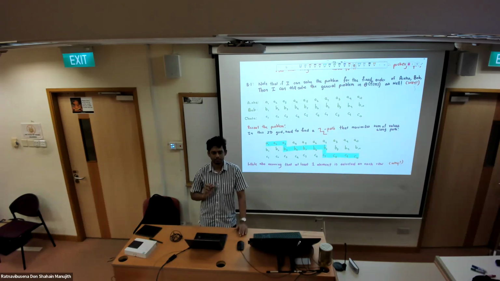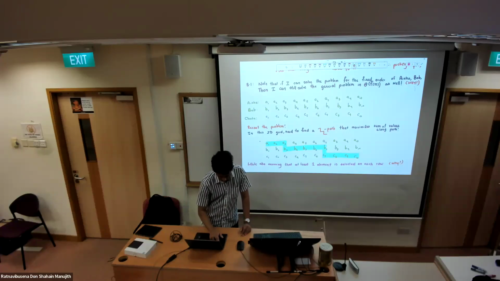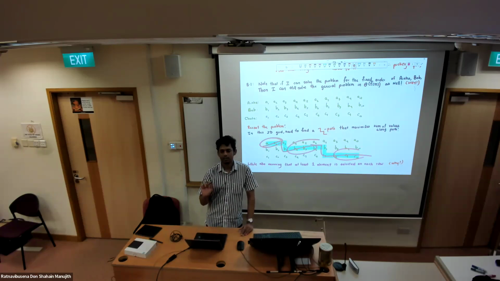Why is that? Yeah, that's right. Because we want to also ensure that each child receives at least one house, right? So we need to ensure that Alice gets one house, Bob gets one house, and Charlie gets one house. So when you consider this staircase path, you must choose at least one element from each row.